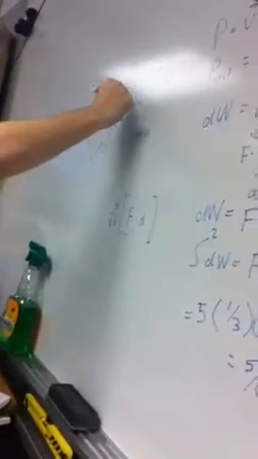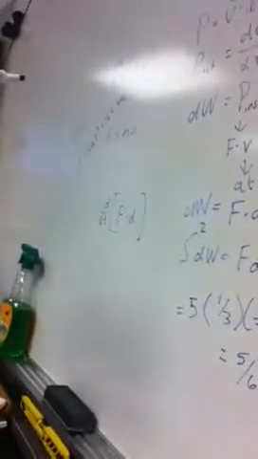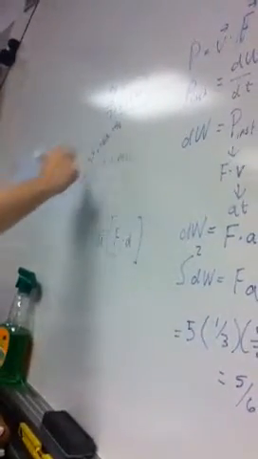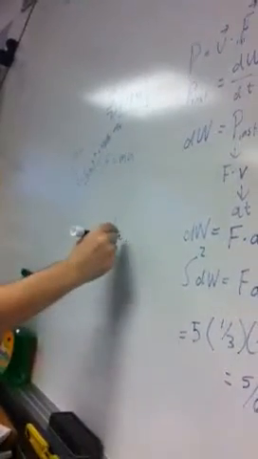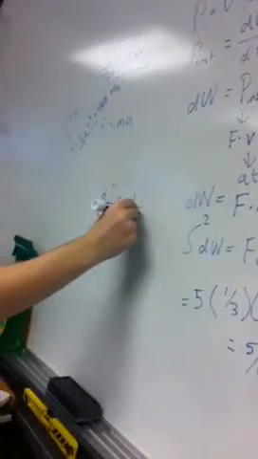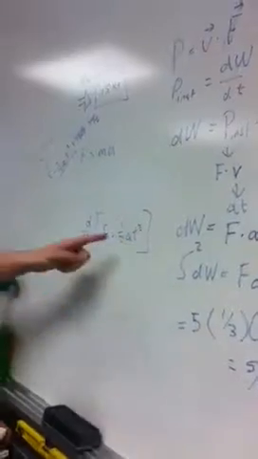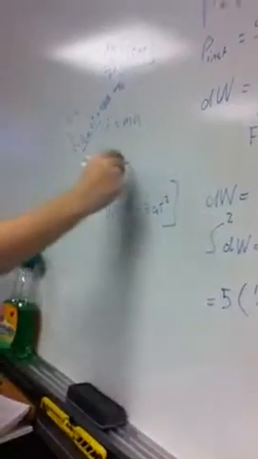Well, we have no original velocity, so that's what our distance is. So we're going to say this is force times 1/2 t squared. That's force times distance, right? So this is work.